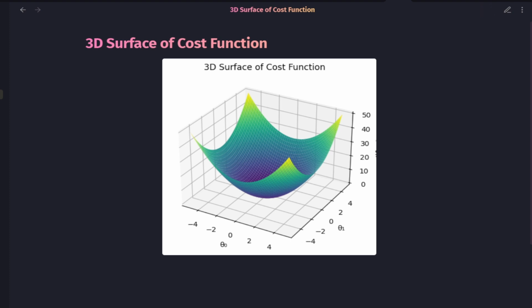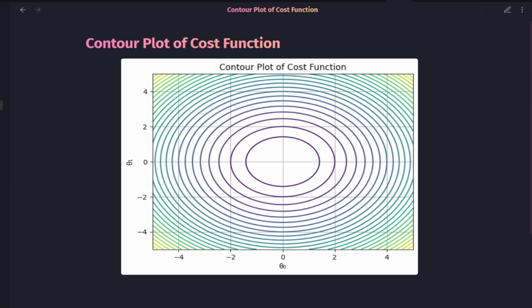Let's move to the next topic, contour plot. We just saw the 3D graph of the cost function, which looks like a bowl and shows how the cost changes with different values of the parameters. But sometimes it's hard to clearly see the path of gradient descent in 3D. So now we will use a contour plot, which is just a top-down view of that same 3D graph. It makes it easier to understand how the parameters move step by step toward the lowest cost.